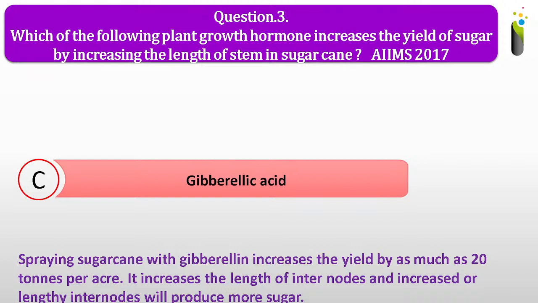Saima, bacha, A answer nahi hai, answer C hai. Spraying sugarcane with gibberellin increases the yield by as much as 20 tons per acre. It increases the length of the internodes, and lengthy internodes will produce more sugar. This statement, if you would have really read it properly, is taken from your NCERT textbook itself.